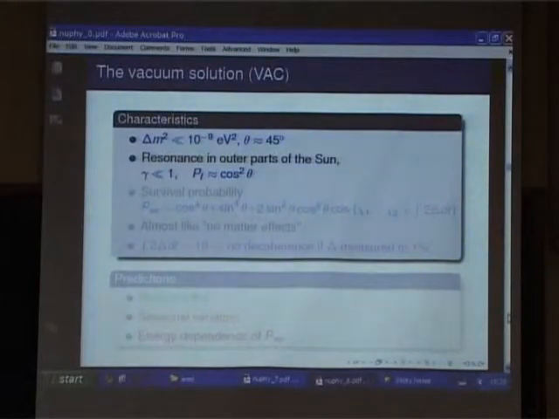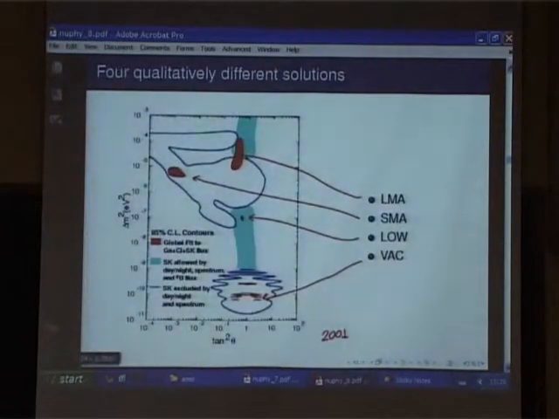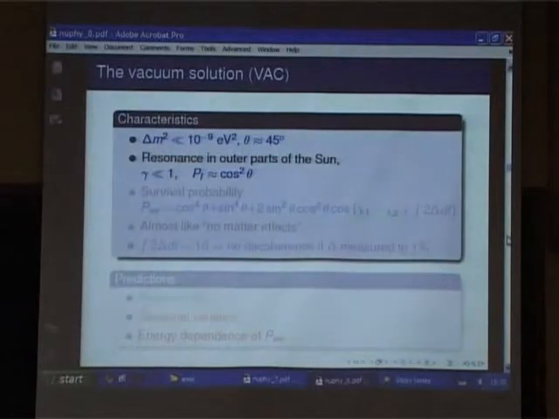So what happens in vacuum solution? Delta m square is much smaller than 10 power minus 9 electron volts squared. Here it is about 10 power minus 10. This small region is 10 power minus 9. Much below it. Less than. Okay. So therefore, the resonance is in outer parts of the sun.